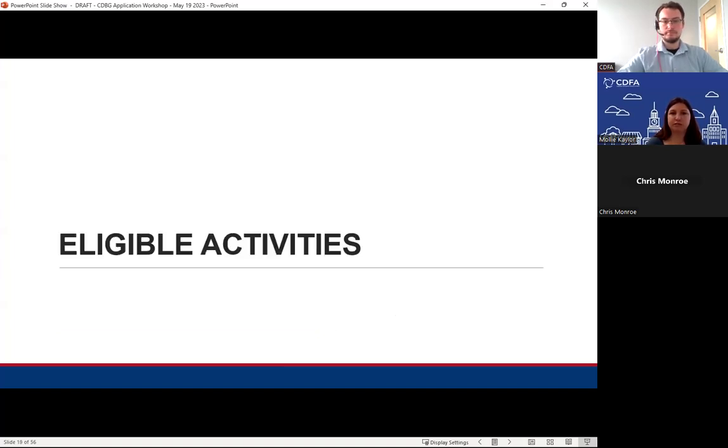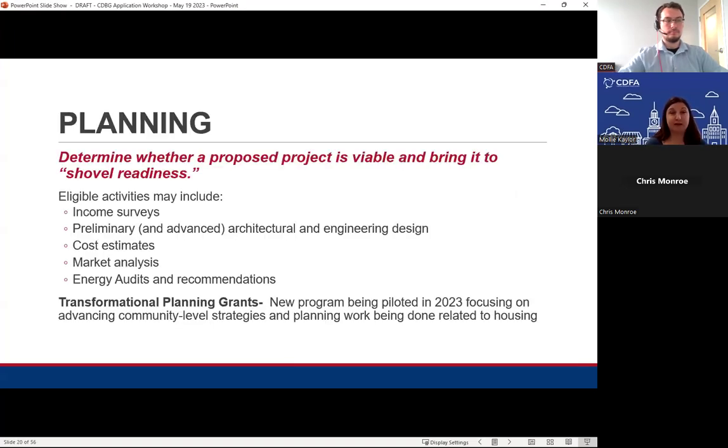We haven't seen any questions come in yet, so I'm going to move into the eligible activities portion. So again, not only do you have to be an eligible applicant to apply and then be eligible by meeting a national objective, which again is certifying that your project meets the low to moderate income objective, but then the activities that you're looking to fund must also be eligible. And so planning activities is one way that you might want to use CDBG funding.